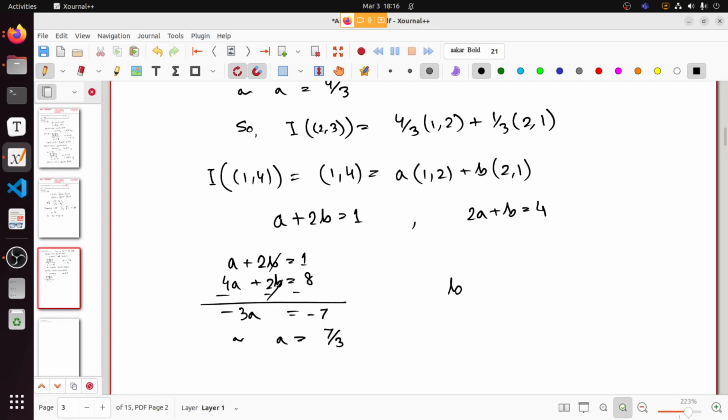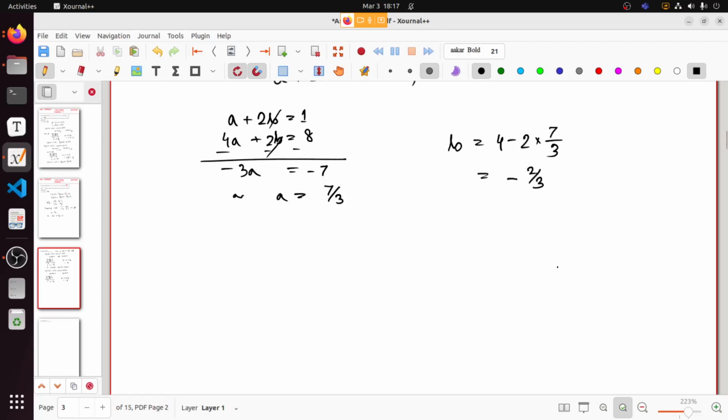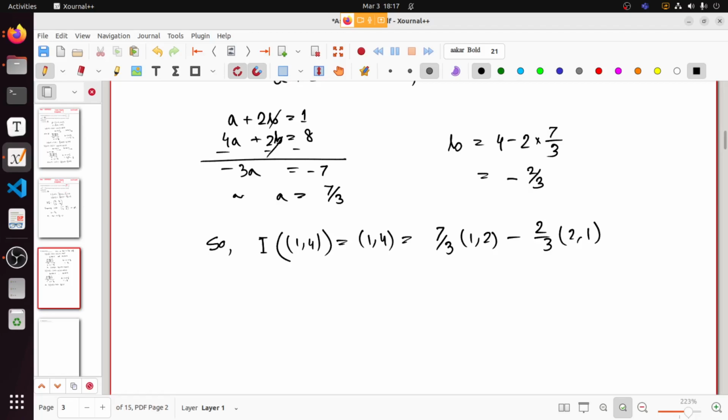And then what will b be? b will be 4 minus 2 times 7 by 3, which means minus 2 by 3. Right? Yes. So the identity of (1, 4) equals (1, 4), which we write as 7 by 3 times (1, 2) minus 2 by 3 times (2, 1).